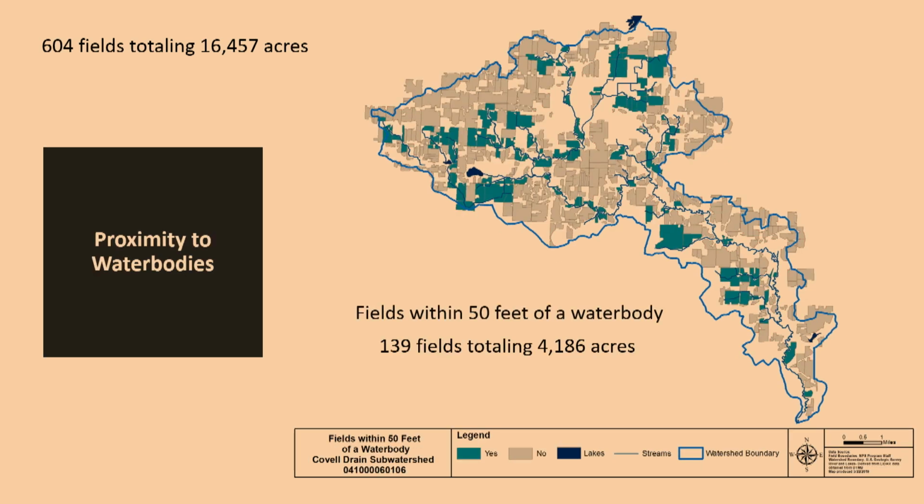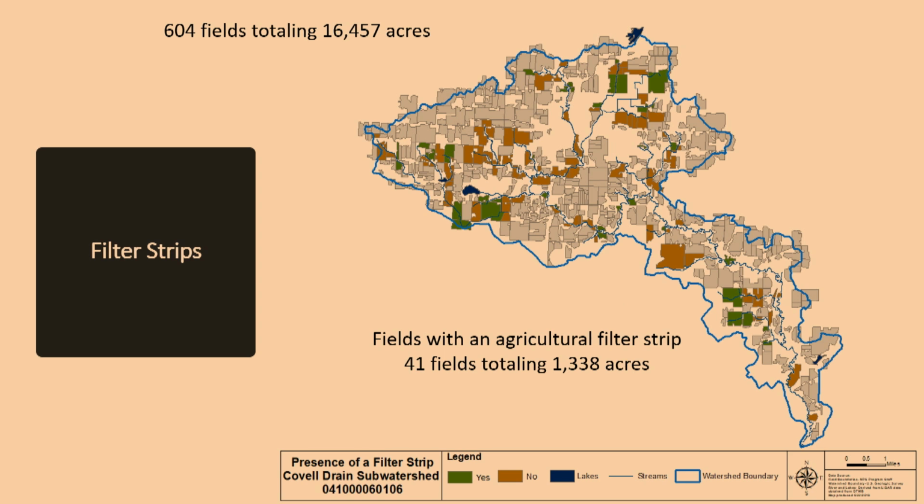watershed. The next component of the desktop analysis is then taking those crop fields and identifying which of those fields are within a certain distance of surface waters. Obviously, the closer they are, the more potential impact they could be having. So in this case, we just looked at how many of these fields, there was 604 fields in this sub-watershed, and out of those 604, 139 of those fields, a little over 4,000 acres, were actually within 50 feet of a surface water body.